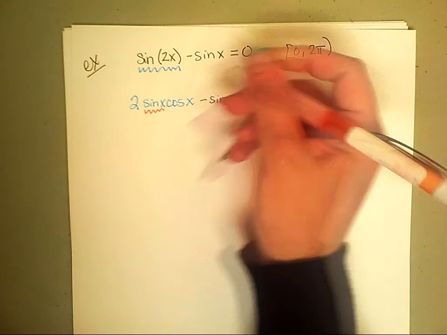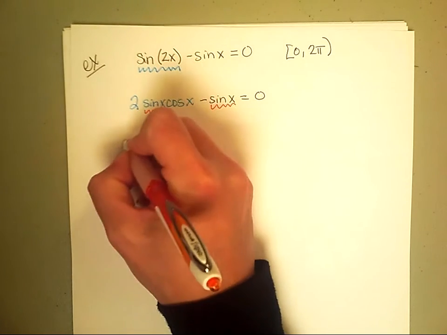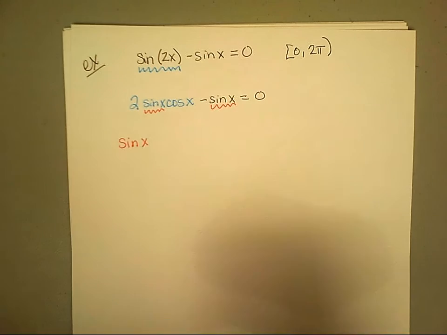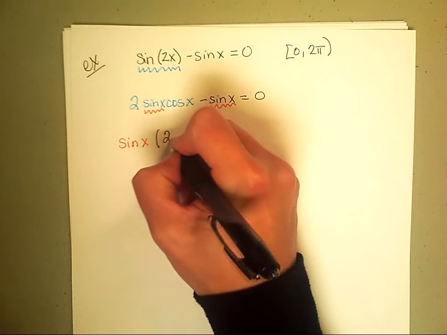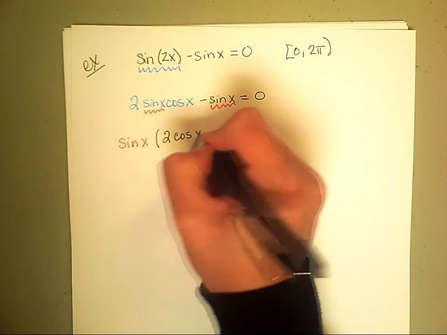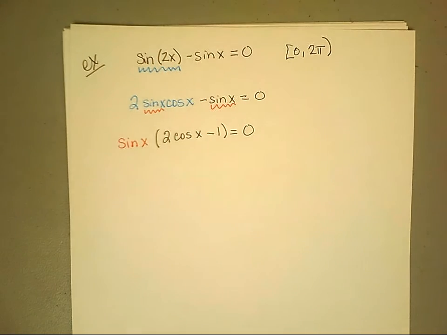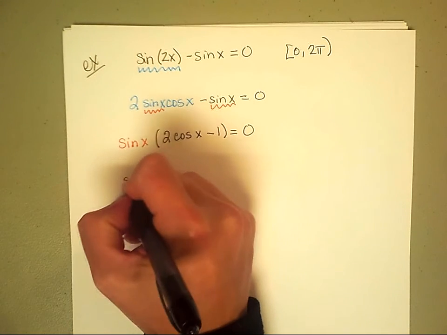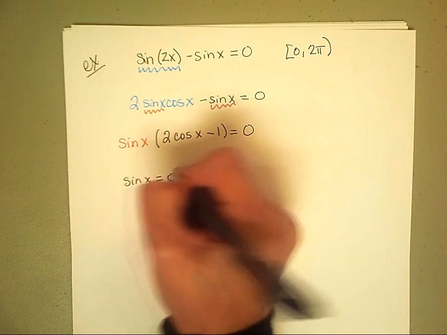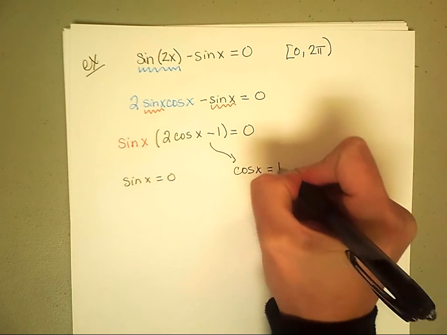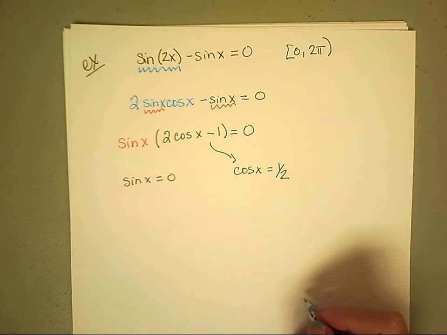What that allows me to do is factor out this sine of x because it's the greatest common factor. Then I multiply that by 2 times the cosine of x minus 1 equals 0. And now we can split it up. From here we see that the sine of x is equal to 0, or from here we'll get the cosine of x is equal to 1/2.